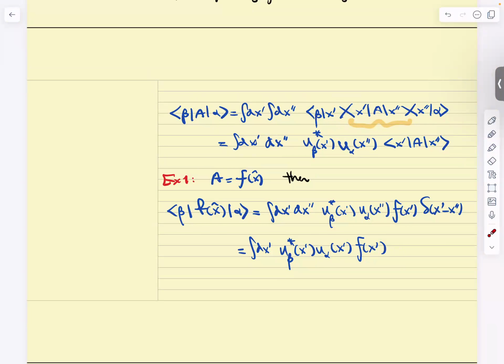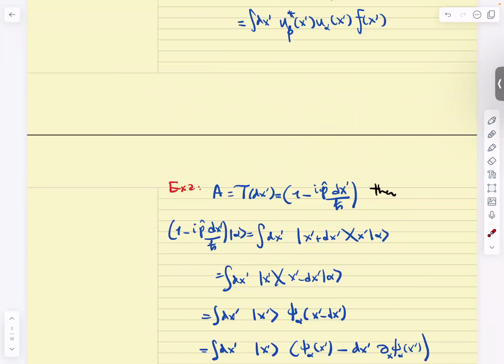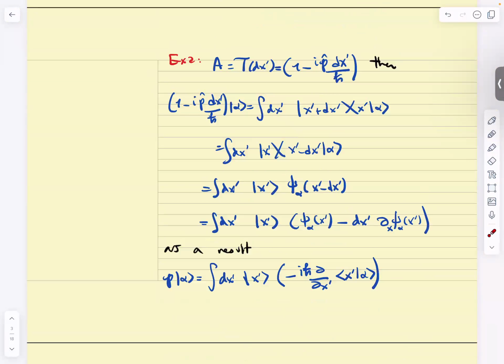So now you can calculate the arbitrary matrix elements of f of x hat, the position operator, or another operator in your favorite basis. All right, example number 2. This example requires a little bit more attention.